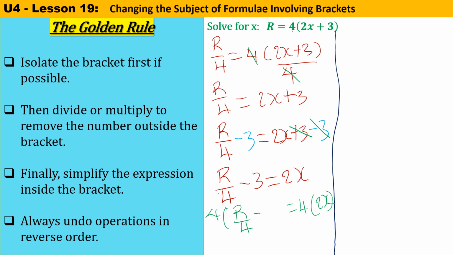Let's get it a little clearer. There you have it. So from here, 4 cancelled 4, so we're left with r minus 3 fours, that's 12, equal 4 twos, 8x. Now from here we can go ahead and get x by itself. So I simply divide both sides by 8.